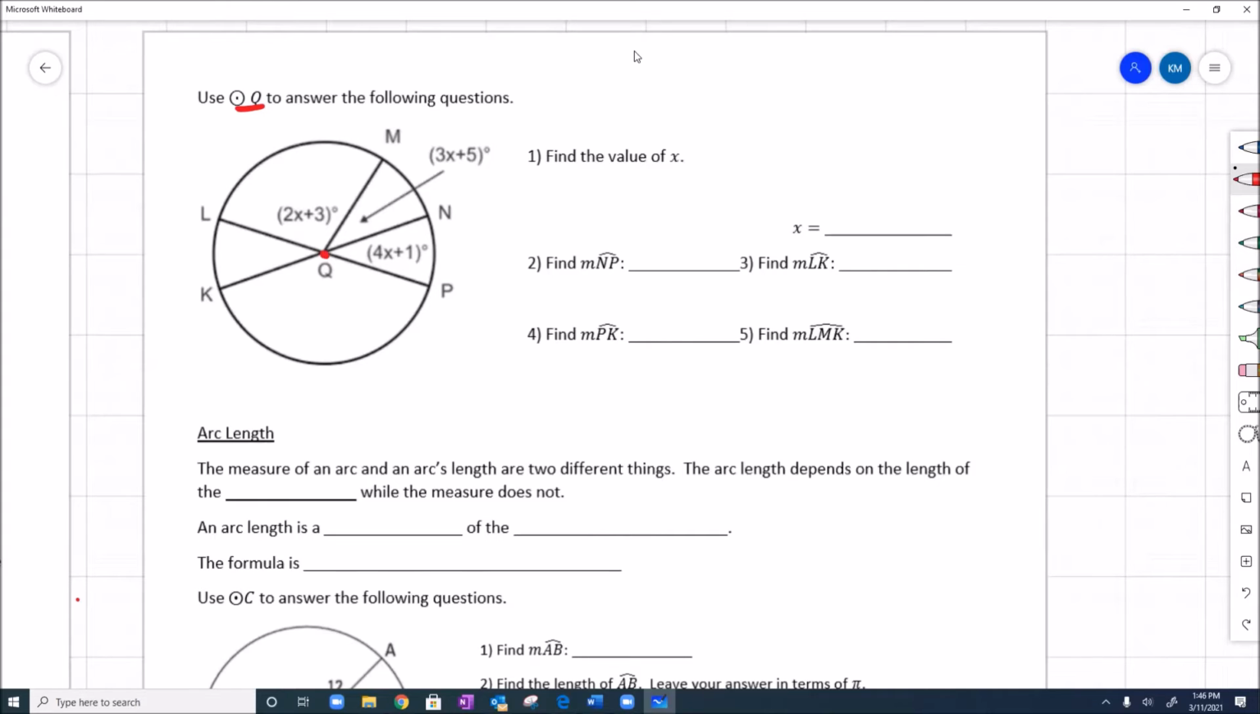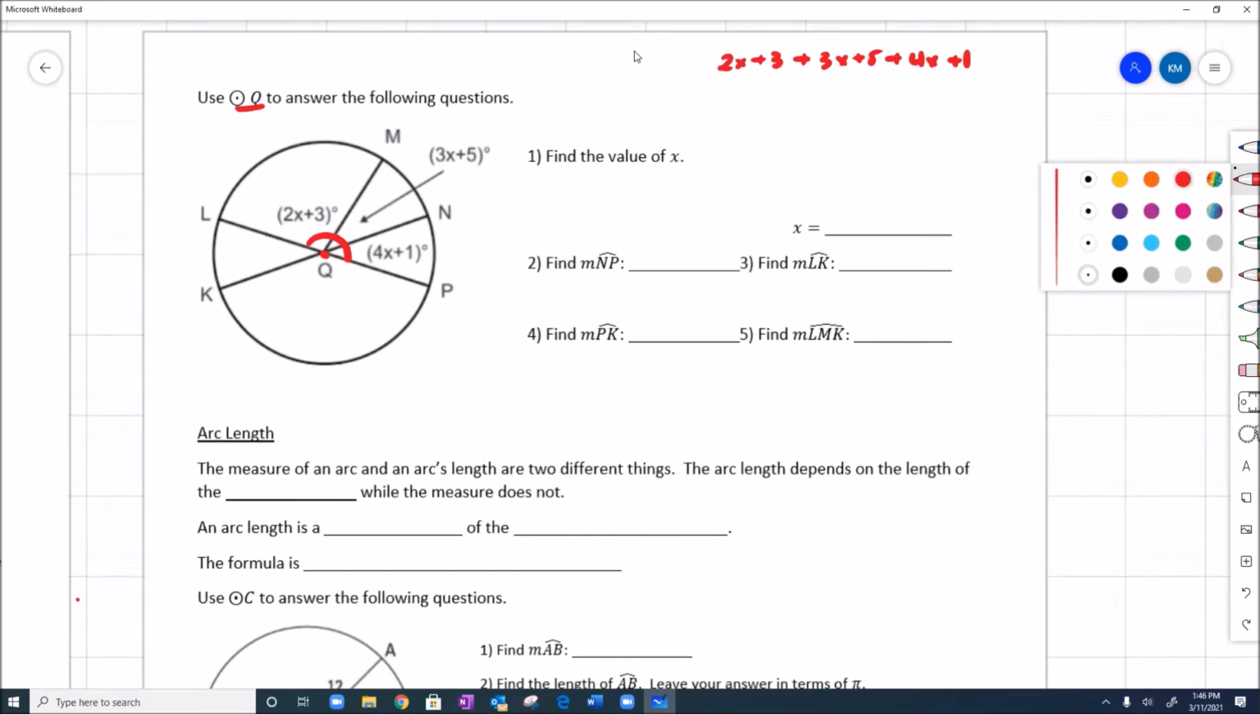This is a diameter. Okay, diameters create a semicircle, so this L and P should equal 180 degrees, and this is where we're going to get our algebraic equation from. So I can say 2x plus 3 plus 3x plus 5 plus 4x plus 1 equals 180 degrees. Okay, and so that gives me what? 9x plus 9 equals 180. Did I do that right? I hope I did. 9x plus 9. All right, great.